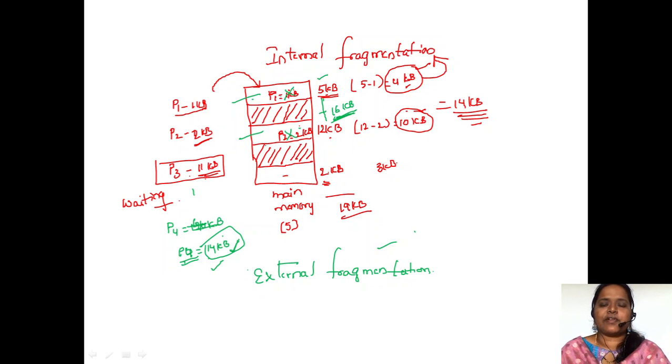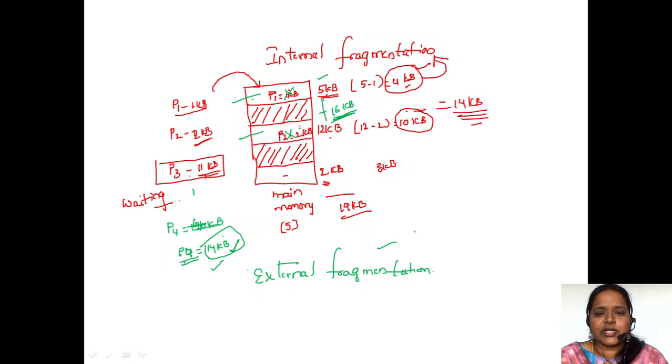So what is fragmentation? Leftover spaces we call fragmentation. There are two types of fragmentation: internal fragmentation and external fragmentation. Internal fragmentation means whenever we allocate a process to a particular block or partition of memory, any memory left over in that particular partition we call an internal fragmentation.